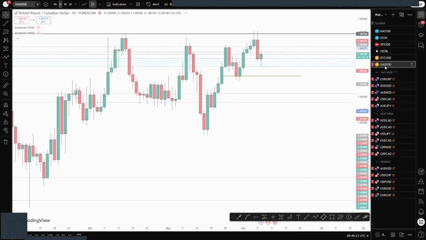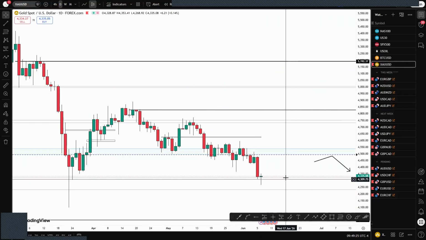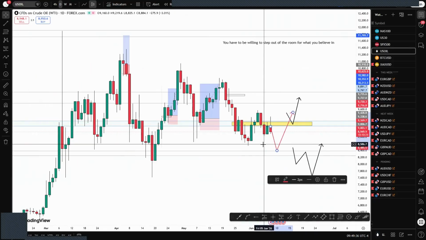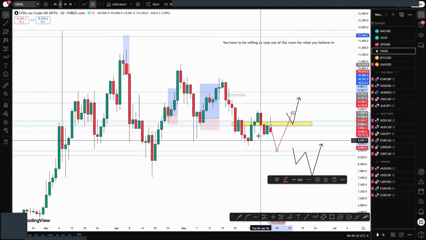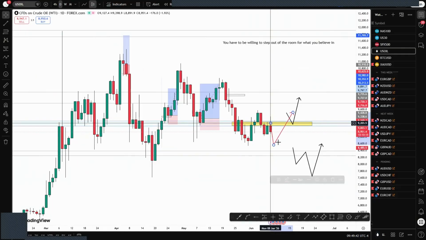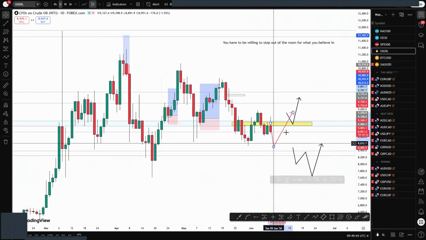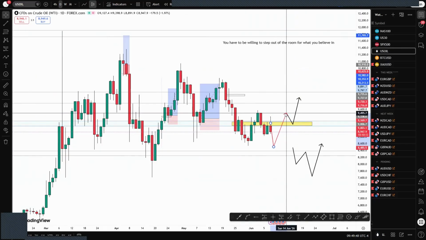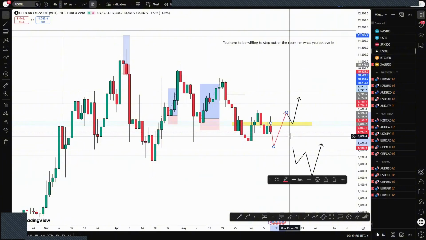And my favorite, gold, I'm still waiting for the retest there. My US oil is now doing a good job, so I can see this might be my level where I get my shift. If price can just close below this point, then I'll start waiting for that daily shift. Then you can buy it.